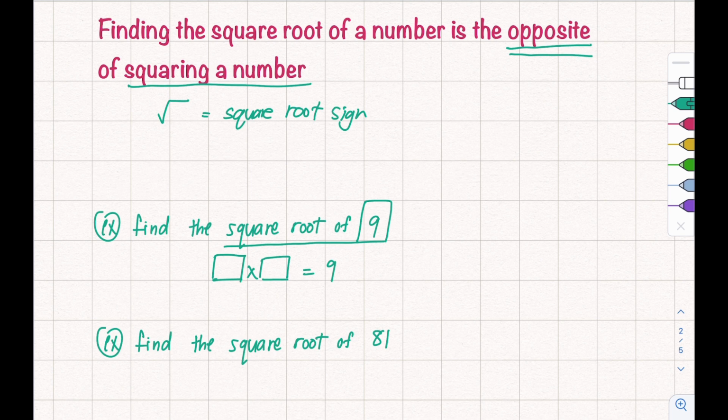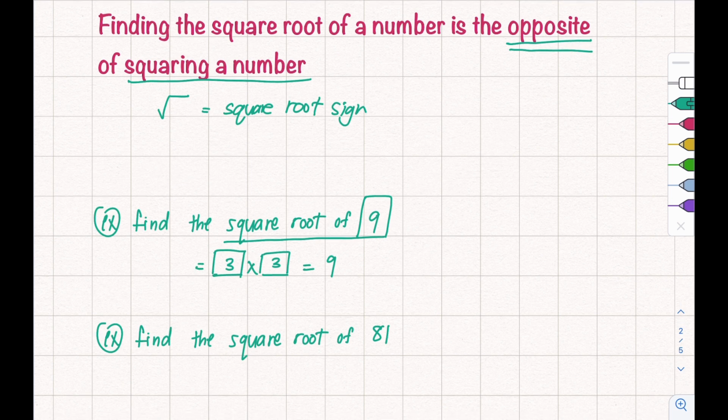And we know that 3 times 3 gives us 9. So 3 times 3 is 9, and that means that 3 squared is equal to 9. So to find the square root of 9, we'll say, what is the square root of 9? And we just saw that it's the opposite. So finding the square root of a number is the opposite of squaring a number. And to find the square root of 9, this has to be the opposite of squaring a number, so we know that it's going to equal 3. So the square root of 9 equals 3.